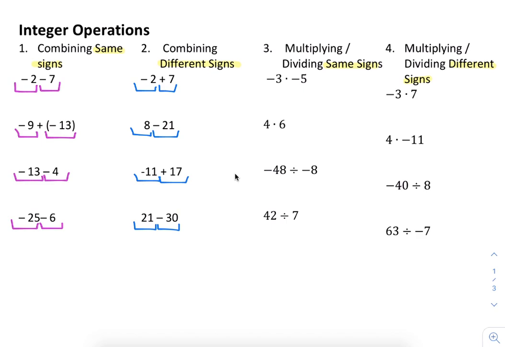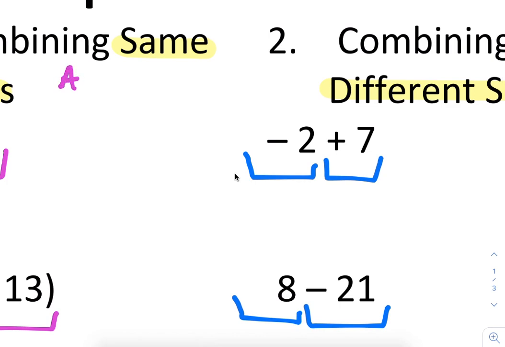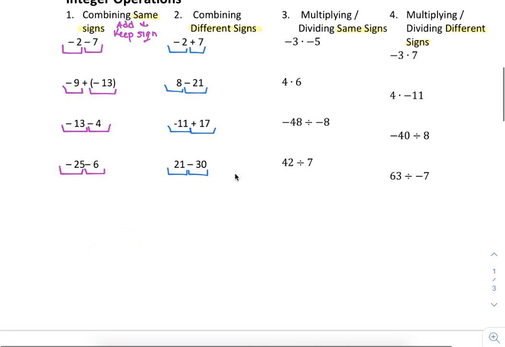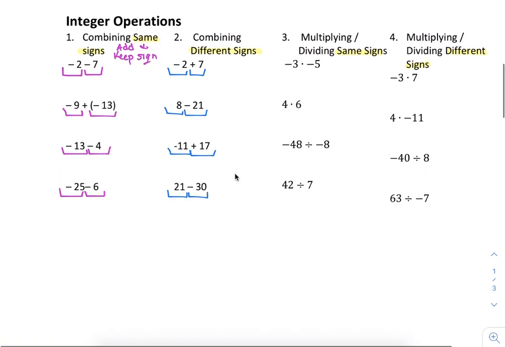If two items have the same sign, then we are going to add them and keep the sign. So watch what that looks like. If I have a -2 and a -7, they are both negative, so my answer is going to be negative. 2 and 7 together make 9.